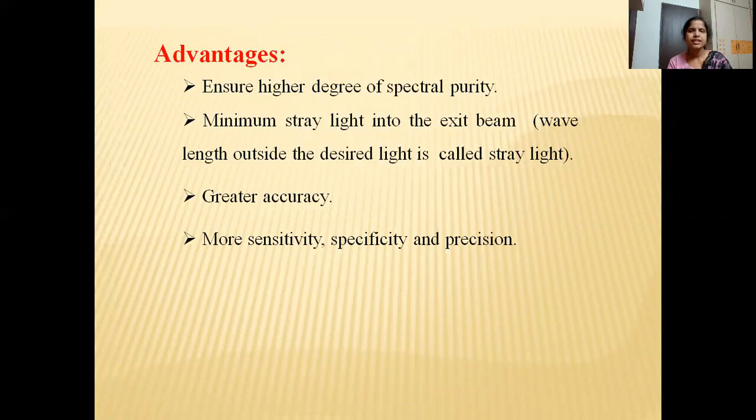Then what are its advantages? It has a very high degree of spectral purity, with minimum stray light in the exit beam. Stray light means the wavelengths outside the desired light. Whatever wavelength you are selecting, that particular wavelength should go and hit the sample. Any wavelength outside that selected wavelength is nothing but stray light. That stray light is cut off in the spectrophotometer, and it gives more accurate results. It is more sensitive, specific, and precise.